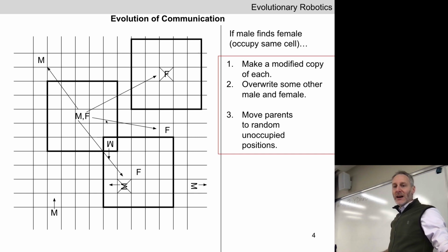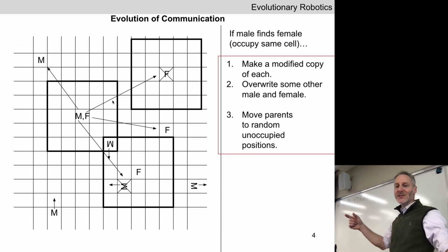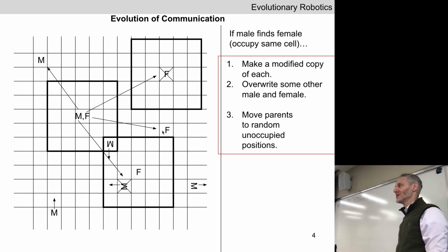We then take the male parent and the female parent out of the cell that they're co-occupying and place them at random locations on the toroid, into random empty cells. That's a mating event. Pretty straightforward. So far, so good? So that's it. There's no fitness function.